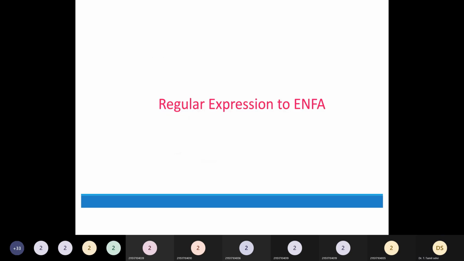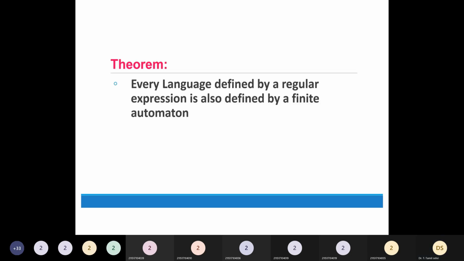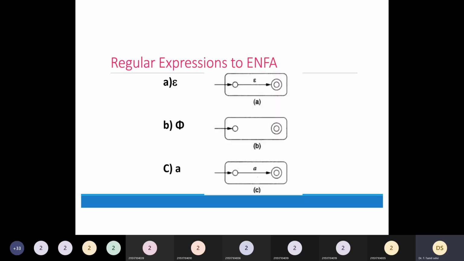So here we can construct the ENFA. ENFA means non-deterministic finite automata with epsilon transition. Epsilon is nothing but the null string. In this we are going to convert the given regular expression into ENFA. So we have the theorem, that is, every language defined by a regular expression is also defined by a finite automata. So this is the given theorem. For this we have 3 different representations.